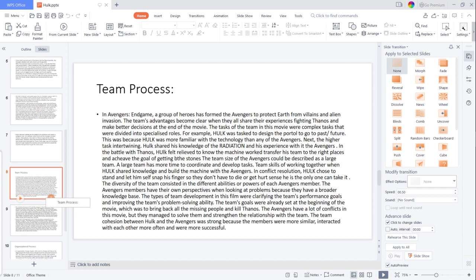For conflict resolution, Hulk chooses to stand up and let himself snap the gauntlet, knowing it's going to be destroyed and it could lead to death. But he decided to sacrifice himself instead of the team, to keep everyone alive and away from harm. Hulk and the Avengers were strong because the members were morally similar and interacted with each other more often, and were more successful in the experience.